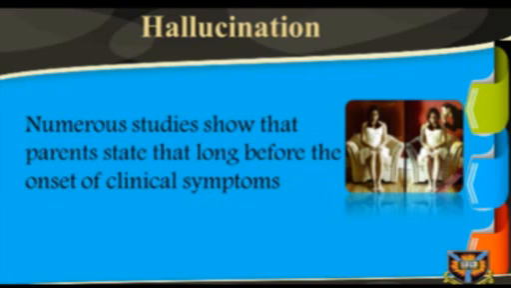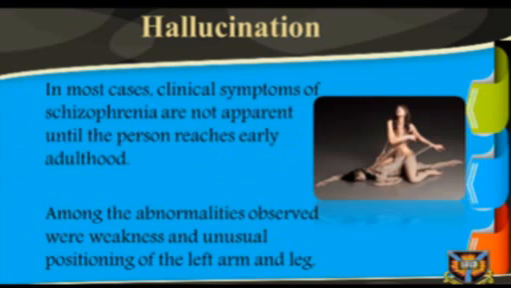Numerous studies show that parents state that long before the onset of clinical symptoms, they notice the same unusual behavioral characteristics in their pre-schizophrenic child, such as motor delays, emotional instability, and academic problems. Some parents report that they noticed subtle temperamental abnormalities in infancy. In most cases, clinical symptoms of schizophrenia are not apparent until the person reaches early adulthood. Researchers suggest that the vulnerability must be silent or unexpressed during the person's formative years.